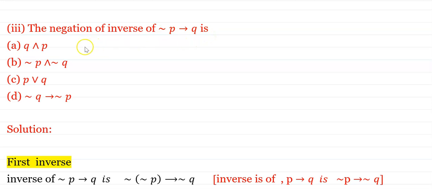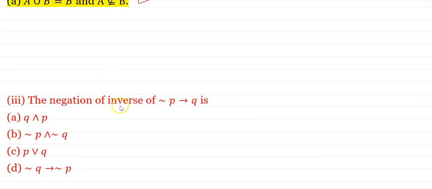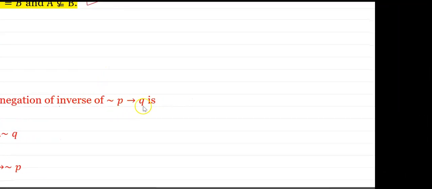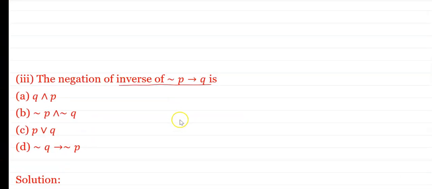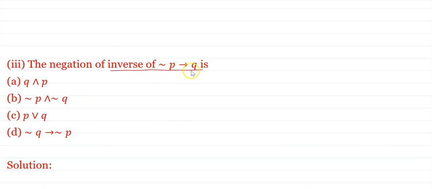Okay. Negation and the inverse. Now just see this first. First inverse. Inverse of negation of P implies Q is that is a negation of P implies negation of Q. That is we first find. आपल्याला काय find out करायचं पहिल्यांदा inverse find out करायचं या स्टेटमेंटचा. And therefore we are writing first the inverse of negation of P implies Q.